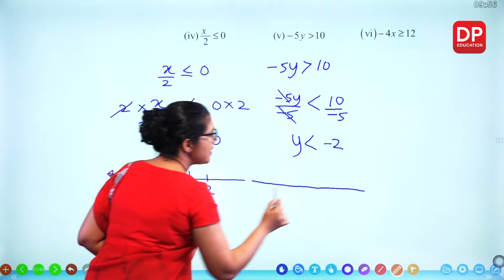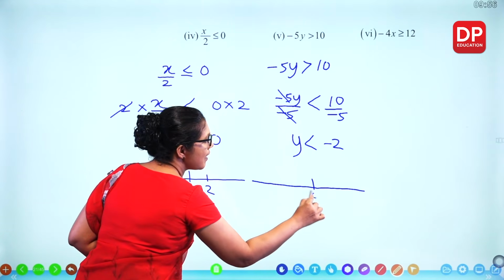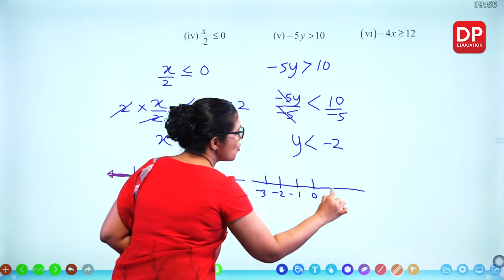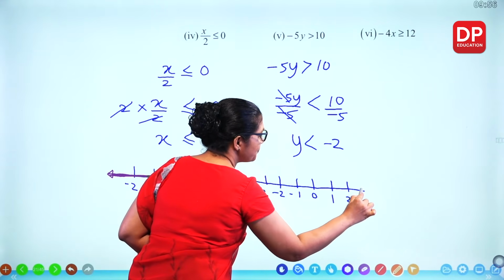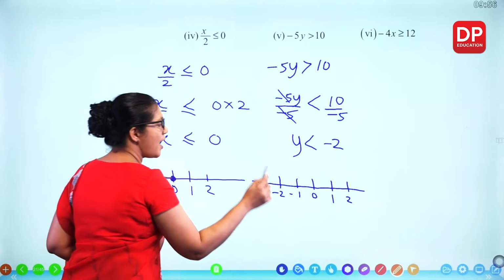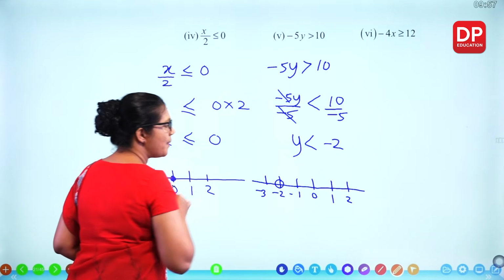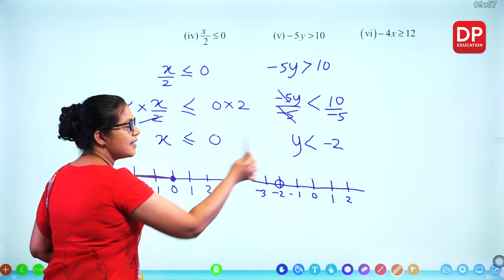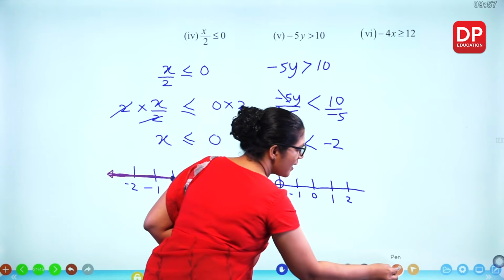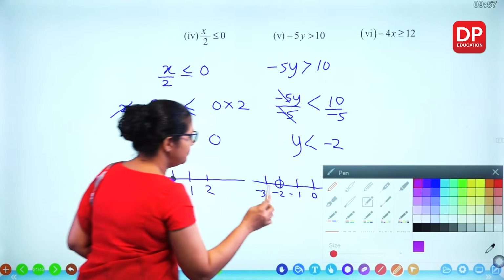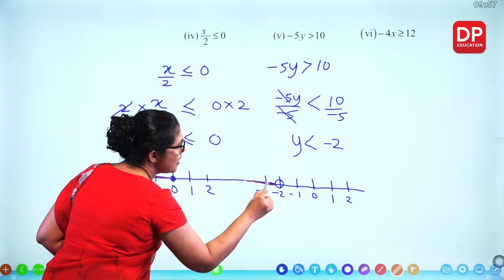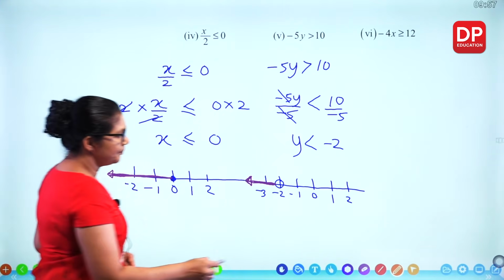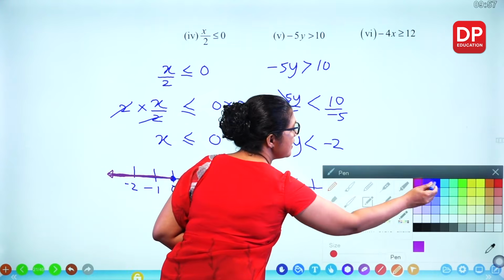How can I mark this on a number line? I can first write down several numbers close to minus 2 and then minus 2 with an open circle and consider less than side. So how can I mark it? Towards left hand side. Now we'll take the next one.